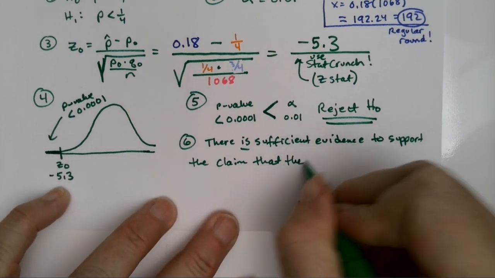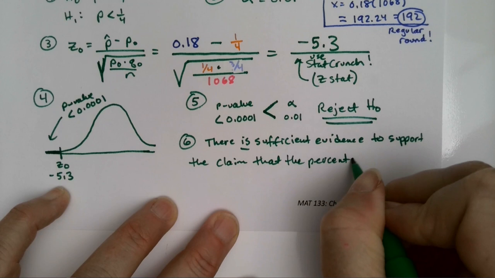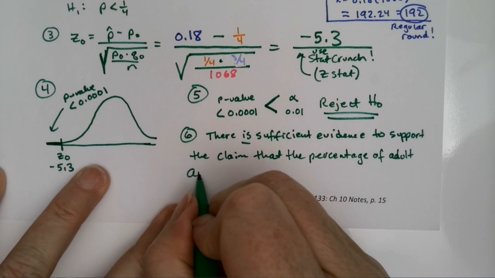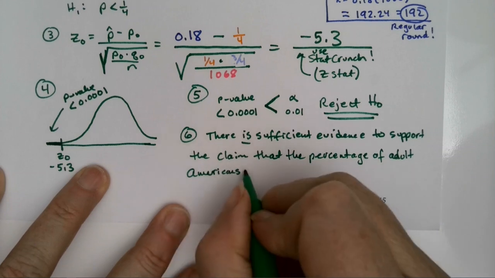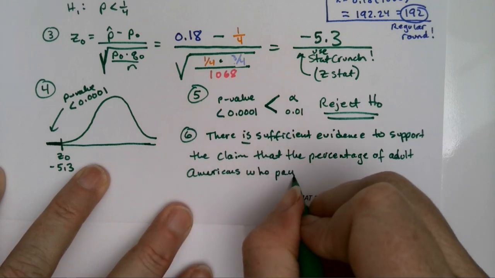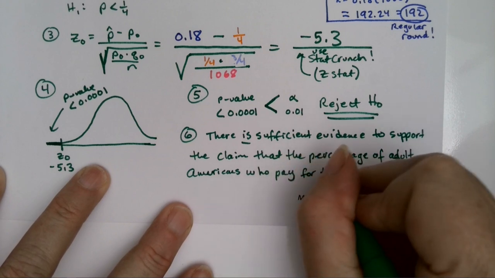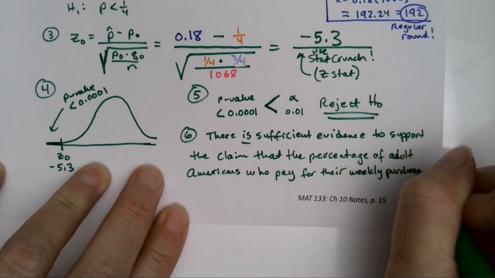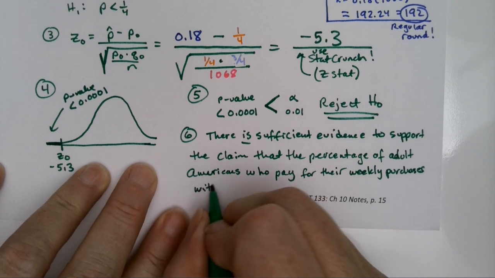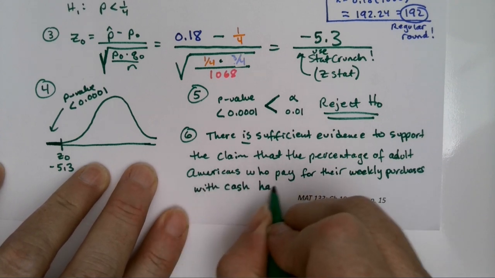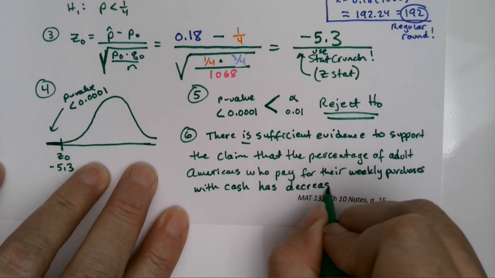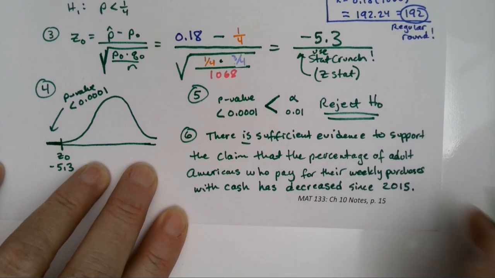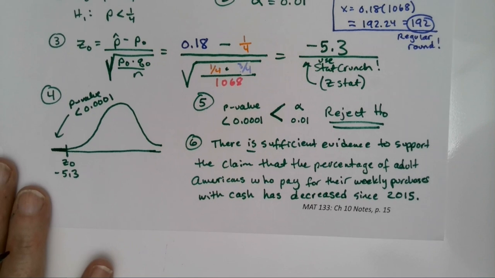The percentage of adult Americans who pay for their weekly purchases with cash has decreased since, and it was said then, but then was 2015. It was the value or the time frame that we got our original value from.